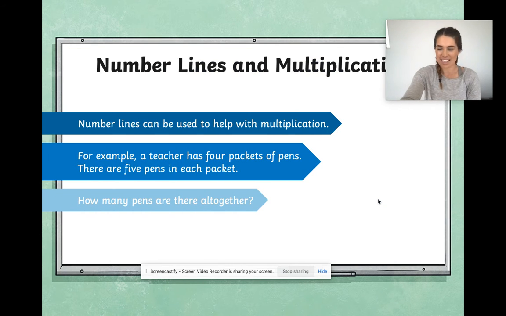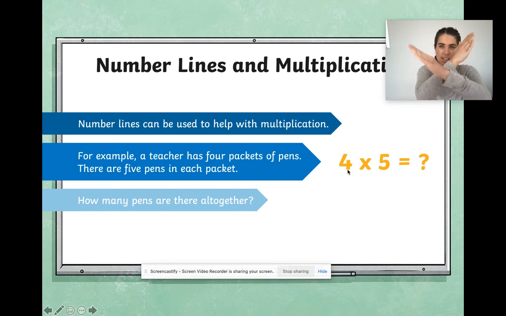All right, number lines can help us with our multiplication. If a teacher has 4 packets of pens and there are 5 pens in each packet, the question might say, how many pens are there? Here's our big maths word, all together. If I was to write that as a times table, I would write 4 times 5.